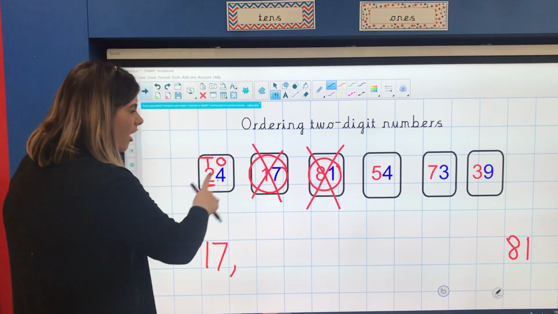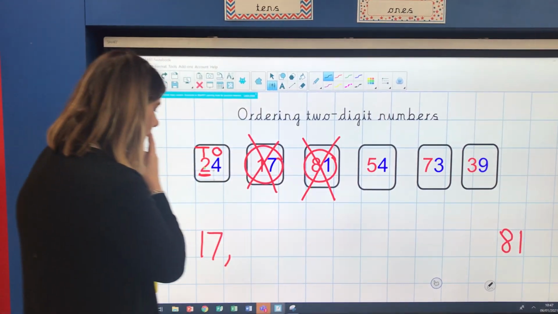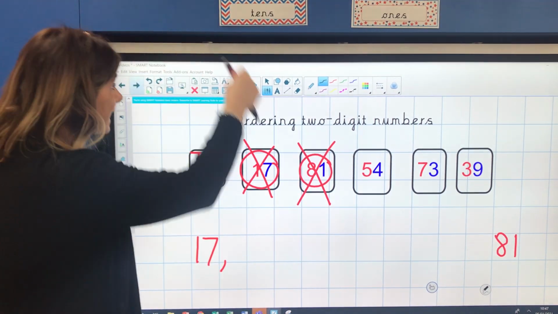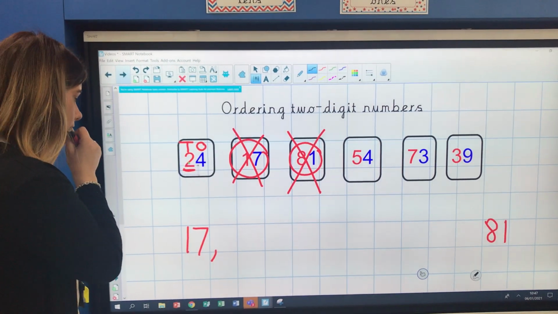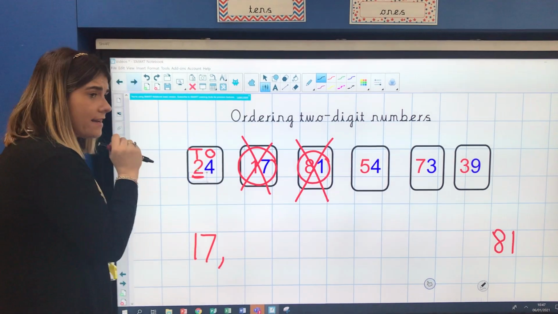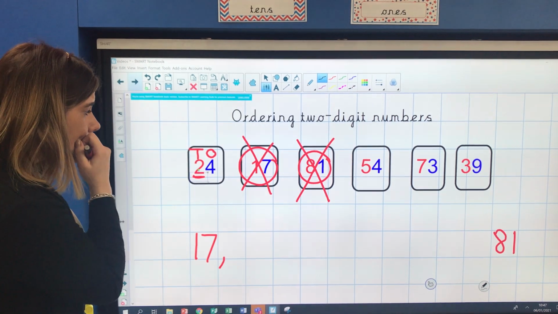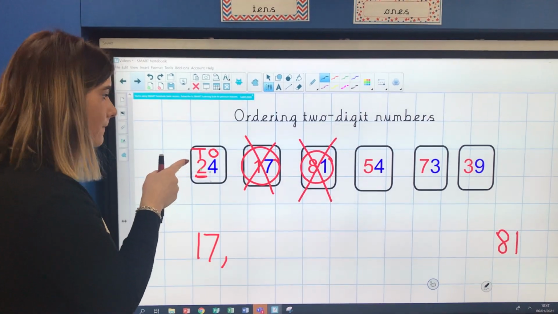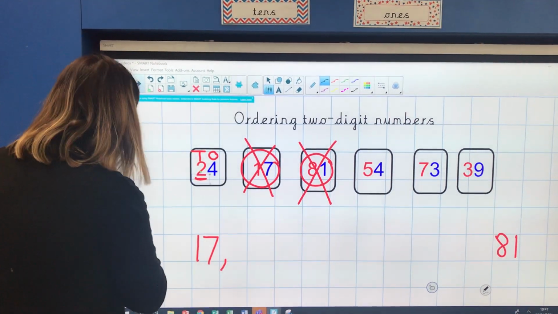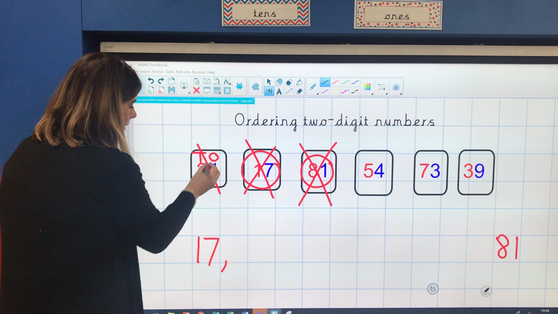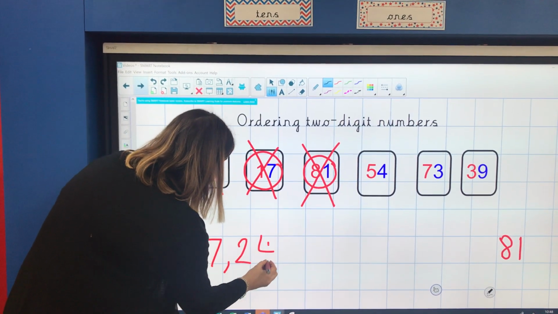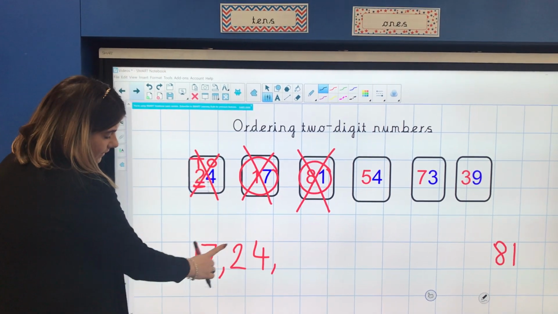So 17 is going to be my smallest number. I've still got these numbers here that I need to order. After 17, which number has got the next least amount of tens? Are there any numbers with 2 tens? My first number had 1 ten. Let's look at my next number. Tell your grown-up if you can see any numbers with 2 tens. 24 has got 2 tens, so that's going to be the next number in my order. So we've got 1 ten, 2 tens.